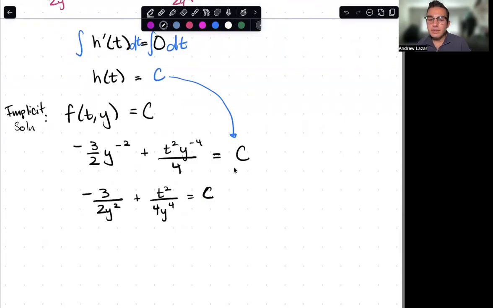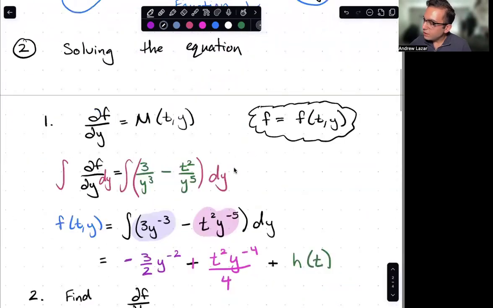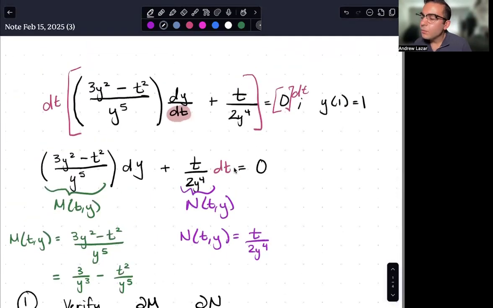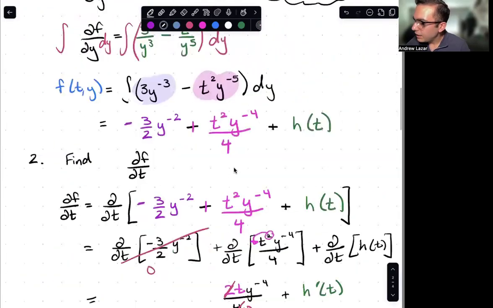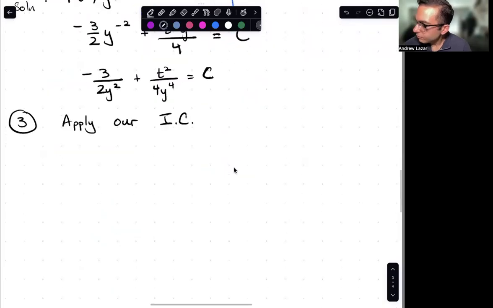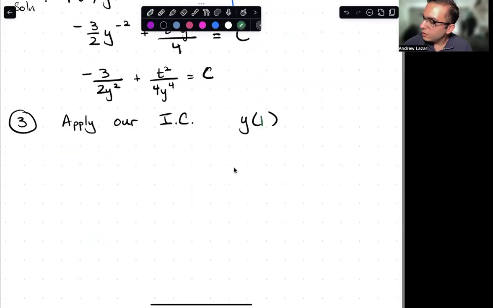Now, you're not done with the problem just yet. This was an initial value problem, so we do need to apply our initial condition. And the initial condition was given at the very beginning of this problem. It's y of 1 equal to 1. So I'm going to write that down here. y of 1 equal to 1.